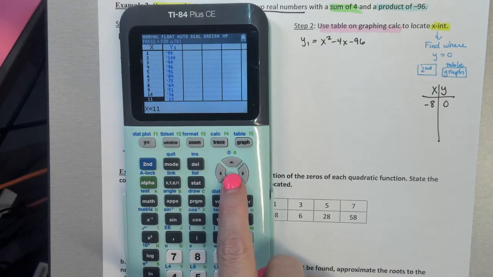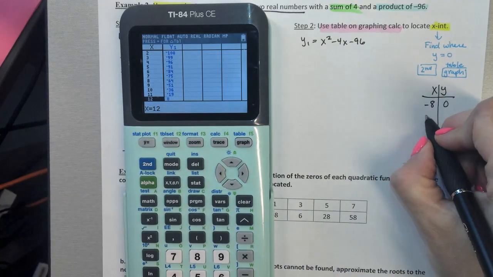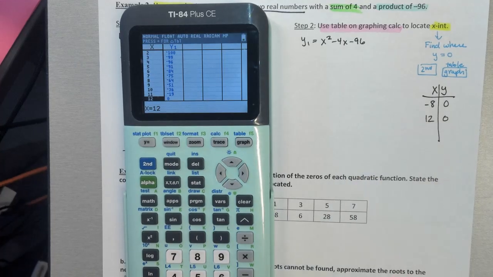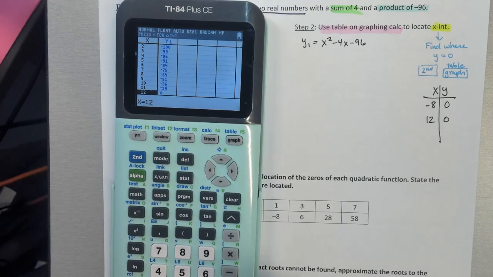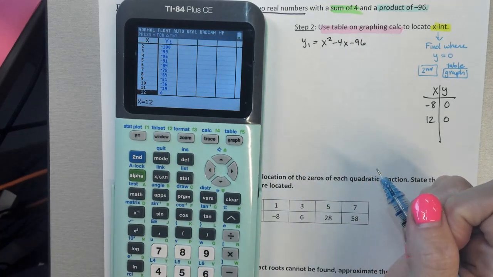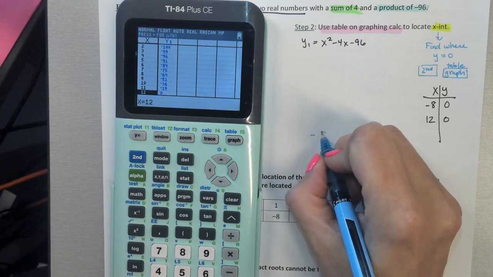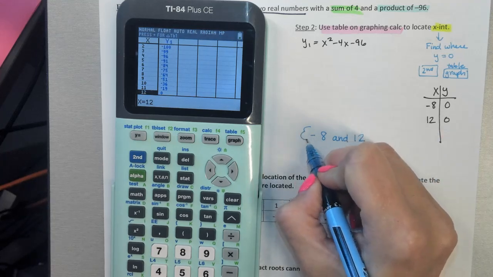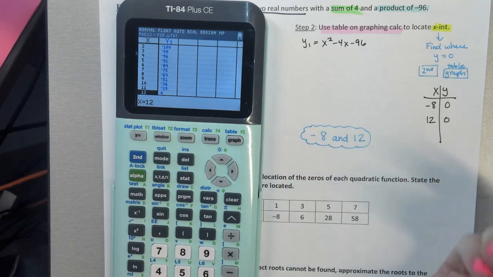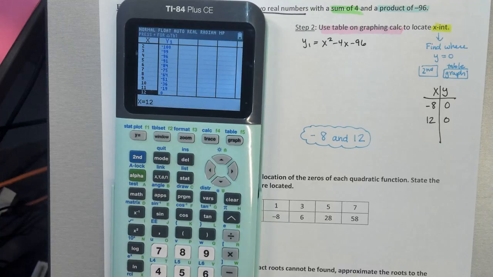Okay, so you can use that and verify, right? So those two values. Okay. And so your final answer is going to be negative 8 and 12. Okay, so you can verify, yes, they add to 4, yes, they multiply to negative 96.